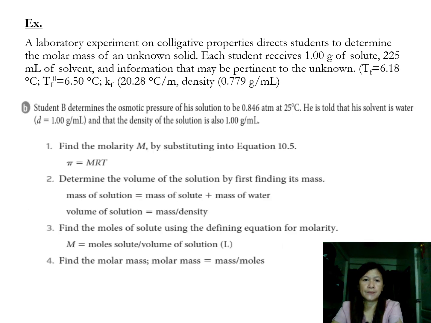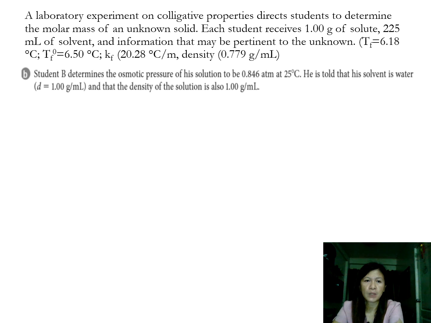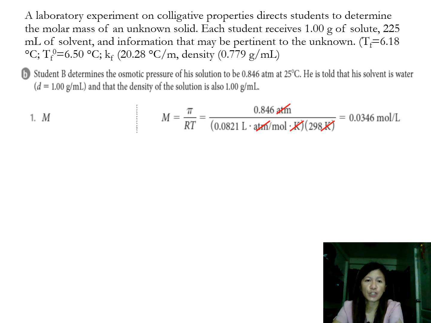or unknown solid. Student B determines the osmotic pressure of his solution to be 0.846 atm at 25 degrees Celsius. He is then told that his solvent is water with density of 1 gram per milliliter, and the density of the solution is also 1 gram per milliliter. So the following steps are to be undertaken by student B. And in doing so, beginning with the computation of molality, we derive molality from the osmotic pressure equation MRT. So we derive molarity as osmotic pressure divided by the gas constant times temperature.